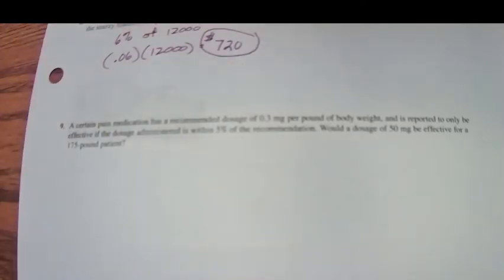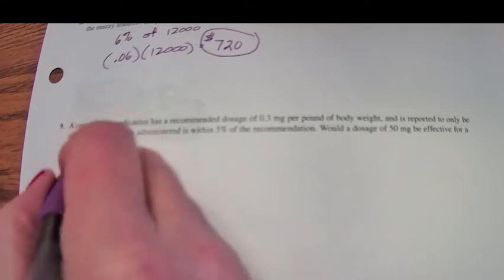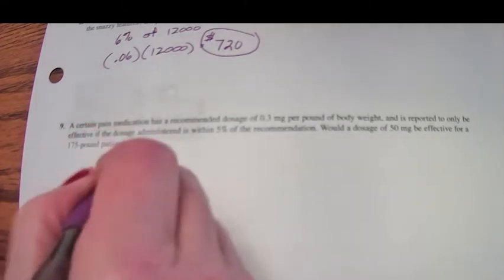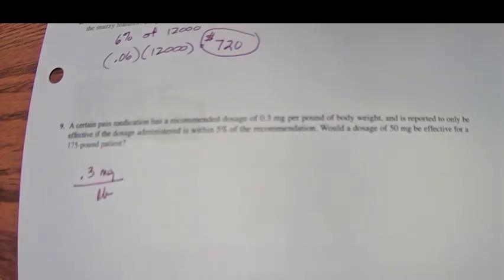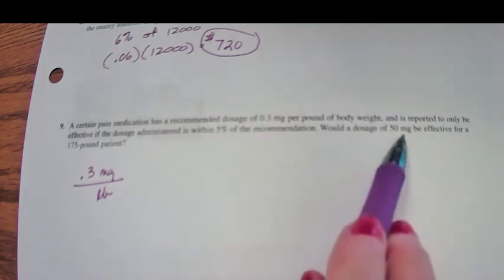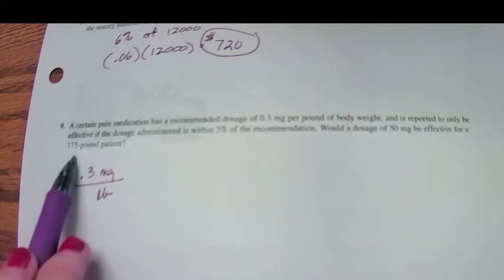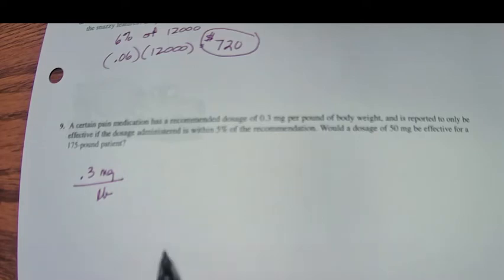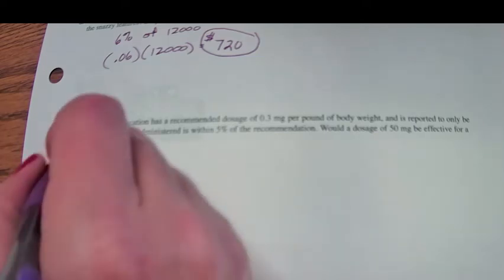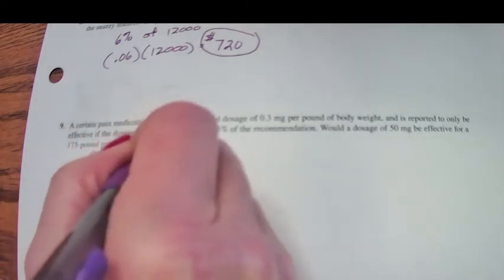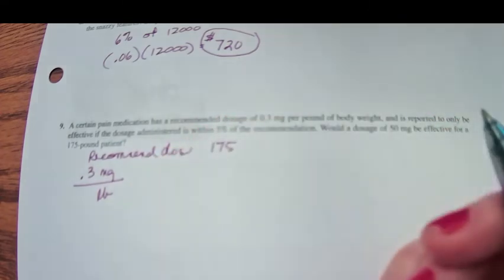And the last question here, number 9, says a certain pain medication has a recommended dosage of 0.3 milligrams per pound of body weight. 0.3 milligrams per pound. And it's reported to only be effective within 5%. Would a dosage of 50 milligrams be effective for a 175-pound person? So first of all, we have to find out what is the recommended dose for a 175-pound person.